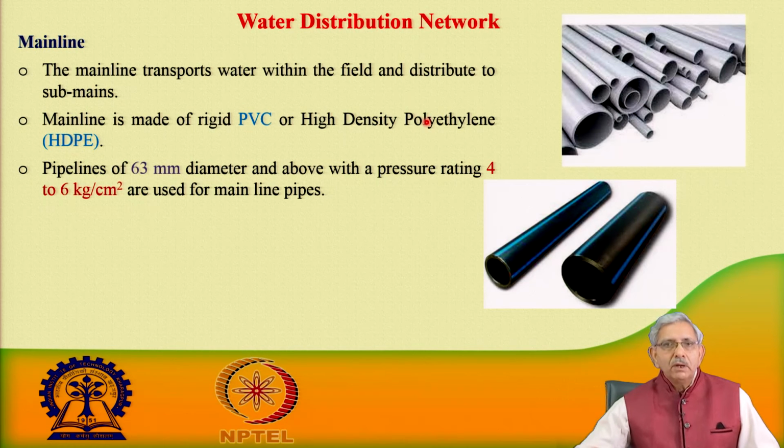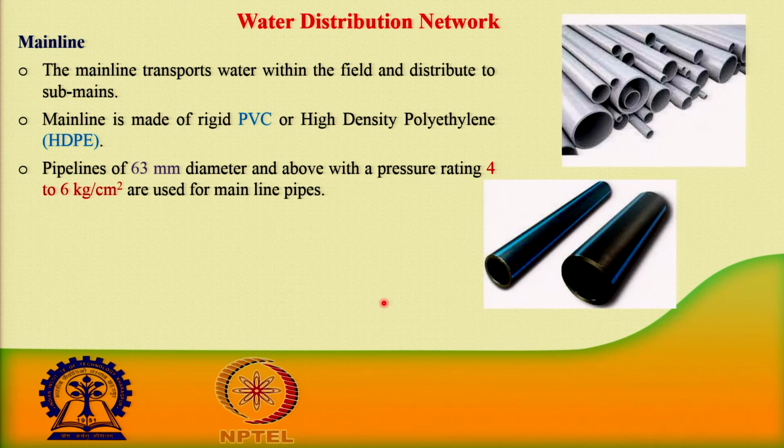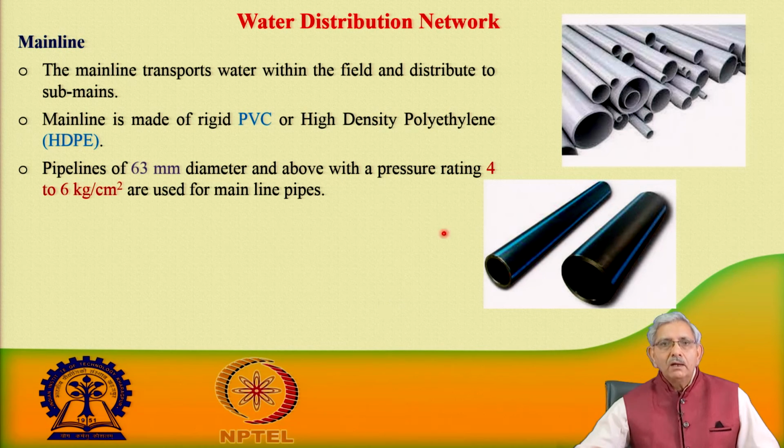Coming to the water distribution network pipeline. The main pipeline transports the water within the field and distributes it to the sub mains. The main pipeline is made of PVC, or it could be made of high density polyethylene pipeline. The main pipeline could be 2 inch, 3 inch, as well as 4 inch depending on the requirement.